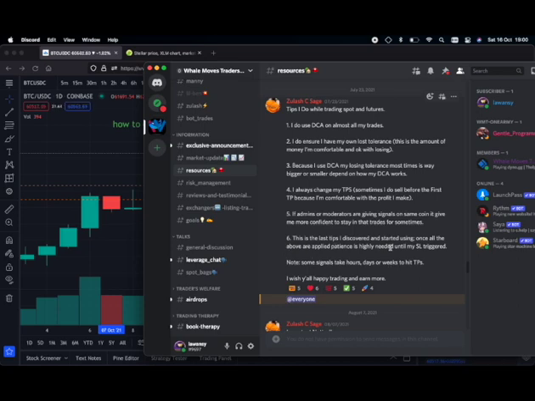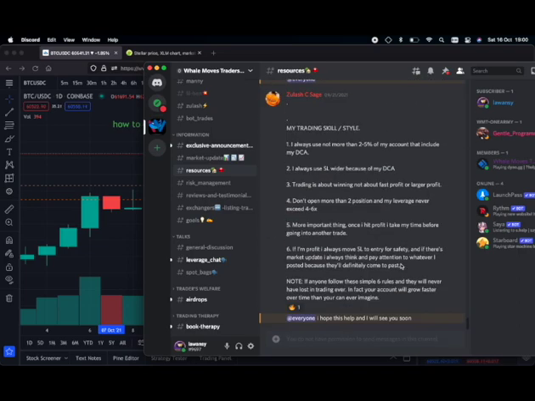This is the last tip I discovered and started using. Once all the above are applied, patience is highly needed until SL or TP is triggered. So what is really important after all your trading plan is applied, the next thing you have to do is to apply patience.